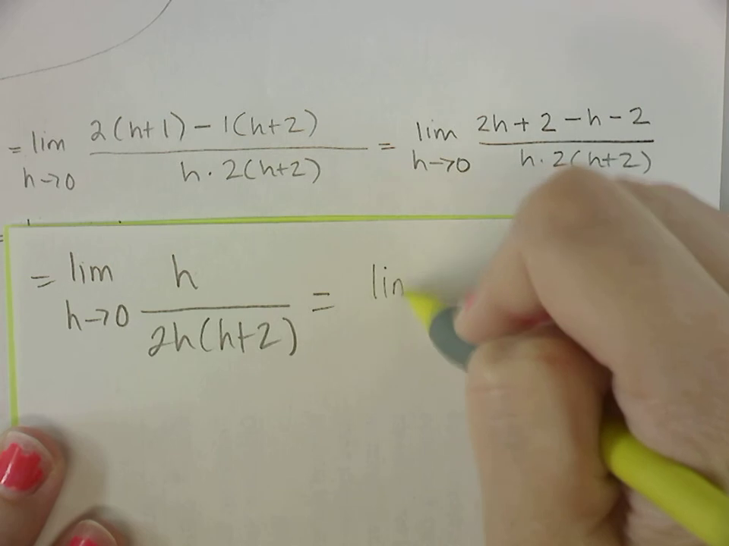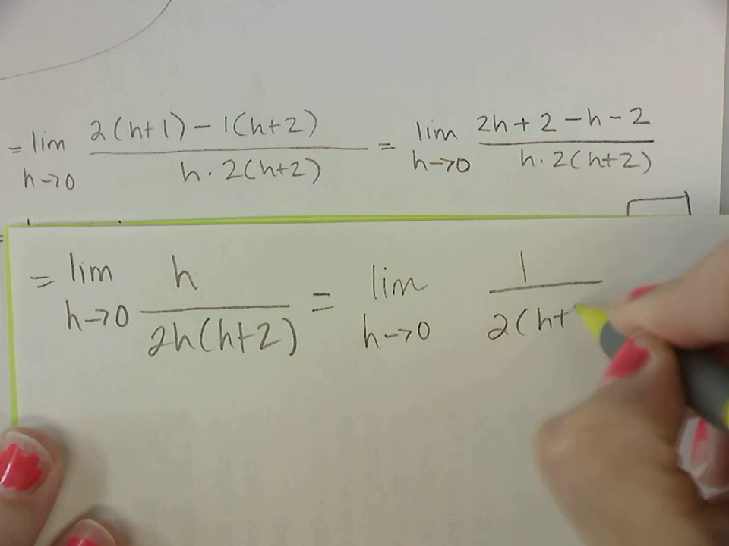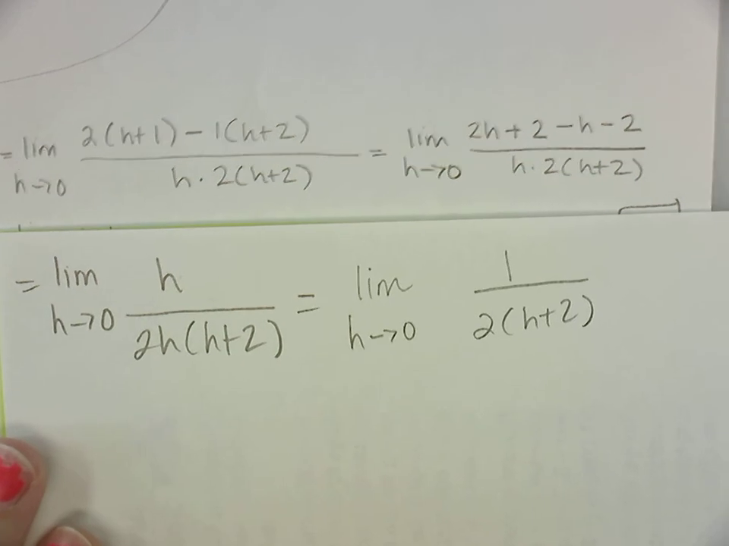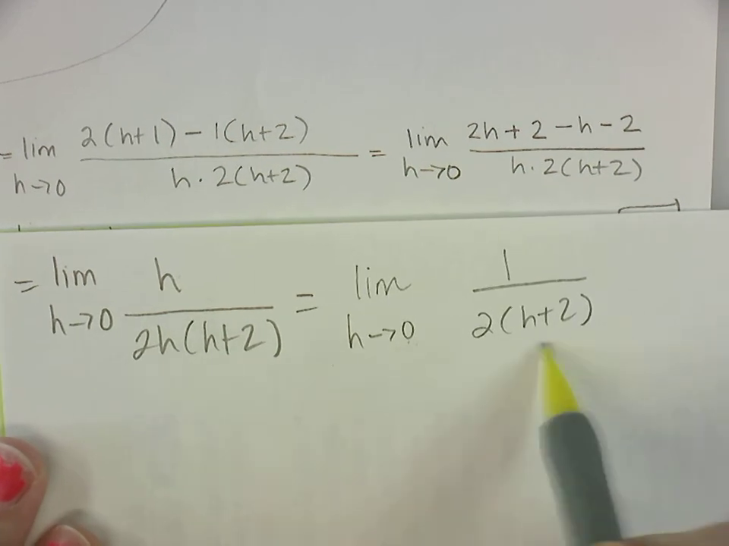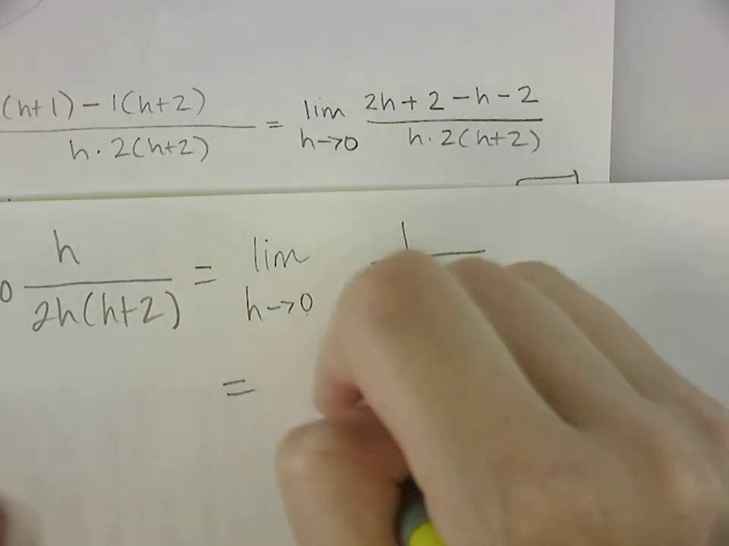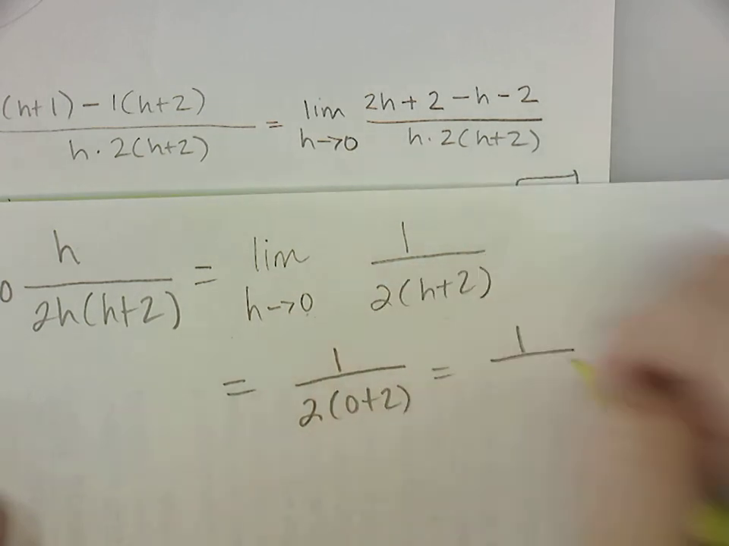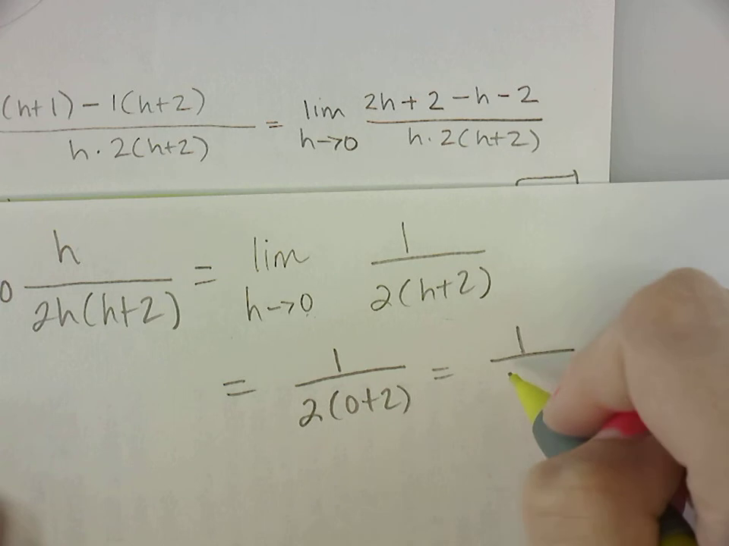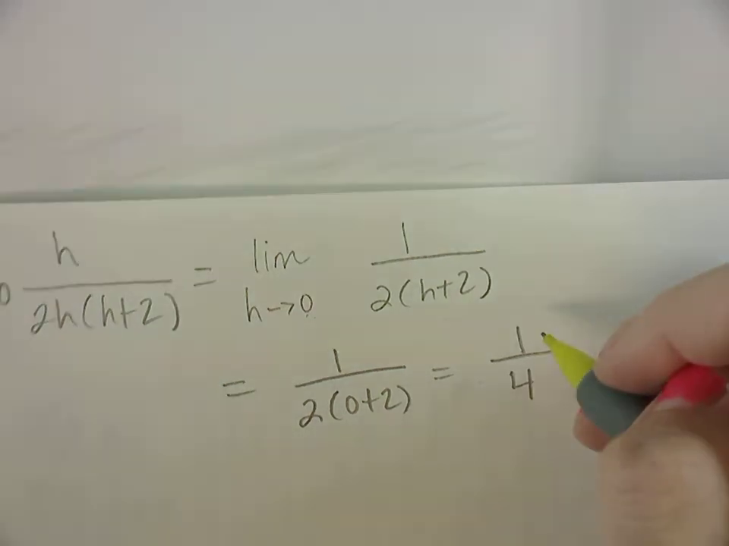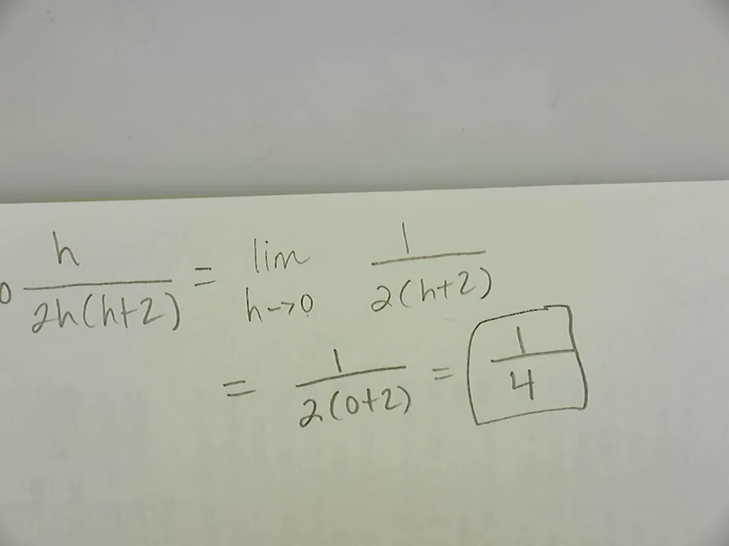So limit as h goes to 0. This now becomes 1 over 2 times h plus 2. So now ask yourself, if you were to substitute in 0 for h, would you be able to find a valid answer? And of course, the answer now is yes, that would definitely happen. So we'd have 1 over 2, and then 0 plus 2. So 1 over 2 times 2, which would be 4. Okay, so then our derivative is going to be 1/4. So the derivative of f of x at 1 is going to be 1/4.